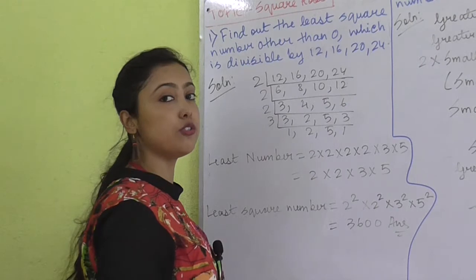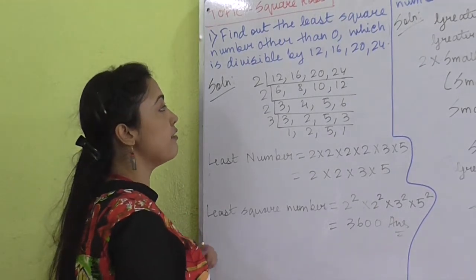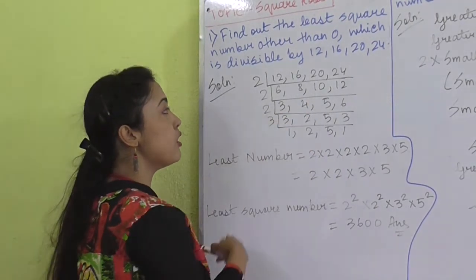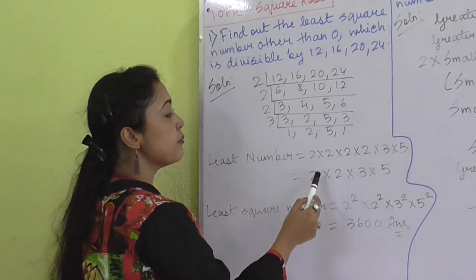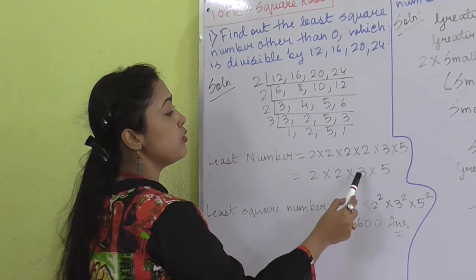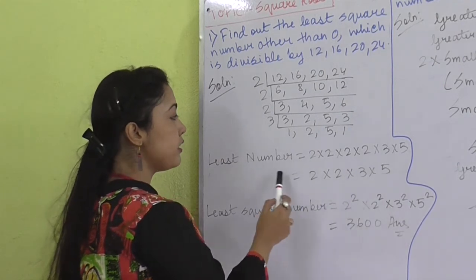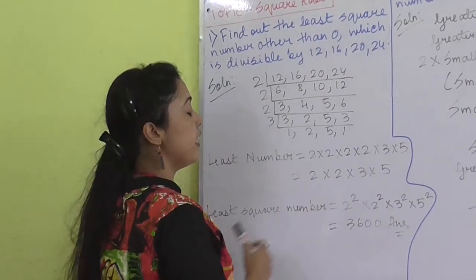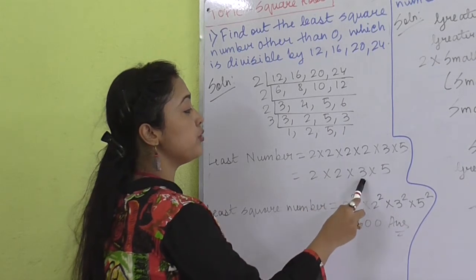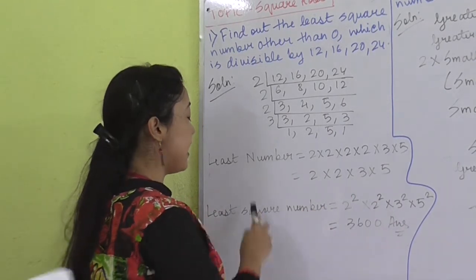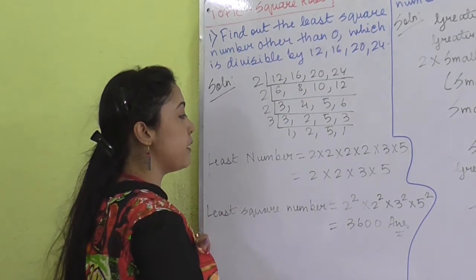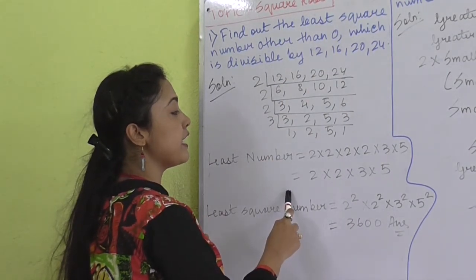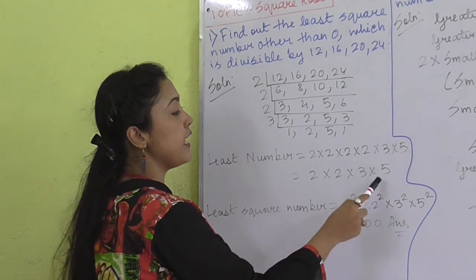So in order to find this, first of all we have taken the LCM of all these 4 numbers. After taking the LCM we are getting 2 into 2 into 3 into 5. Here we are taking 2 into 2 into 3 into 5 as our least number. It has been told to find out the least number. So the least number we are getting as 2, 2, 3 and 5.